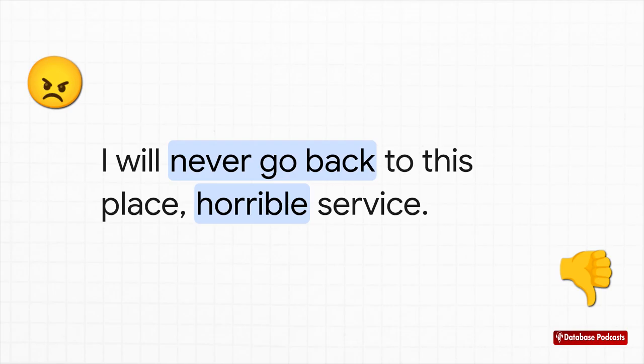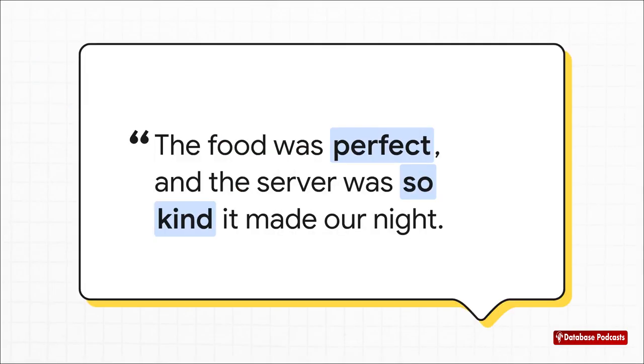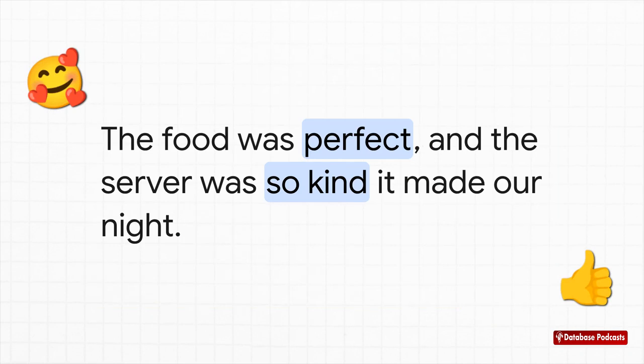That's pretty impressive. All right, let's try a positive one. The food was perfect and the server was so kind it made our night. Again, an easy one for a human to classify. And the AI nails it again. It highlights perfect when talking about the food and so kind when talking about the server. So it's not just classifying the sentence as positive, it's showing us the actual evidence it used to arrive at that conclusion. This kind of interpretability is a huge step forward.